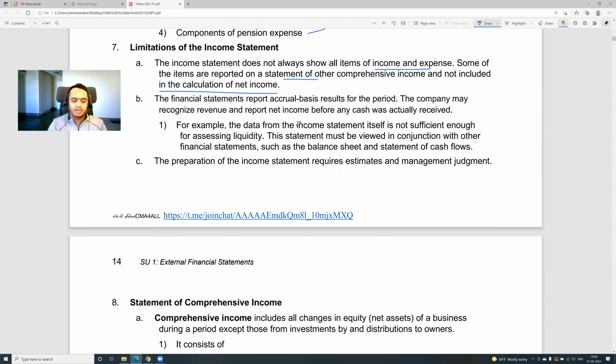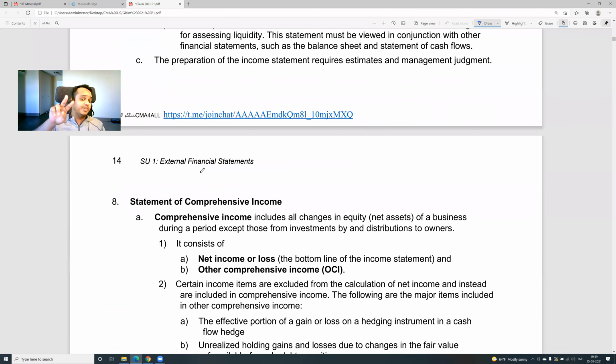For example, the data from the income statement itself is not sufficient for assessing liquidity. This statement must be viewed in conjunction with other statements, such as the balance sheet and statement of cash flows, but it cannot talk about the liquidity. It can talk about the profitability for sure, but not the liquidity of the organization. Okay, I hope you guys are getting the difference between liquidity and profitability.